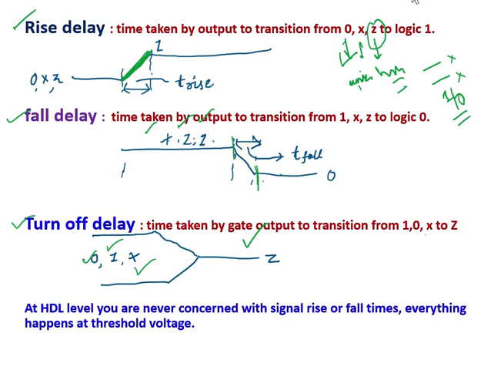But at the HDL level we do not concern ourselves with all these delays like rise delay and fall delay, because they depend on the voltage level, or we can say the threshold voltage. So at the digital level, we normally do not concern ourselves with them.